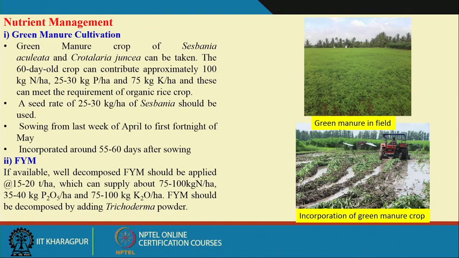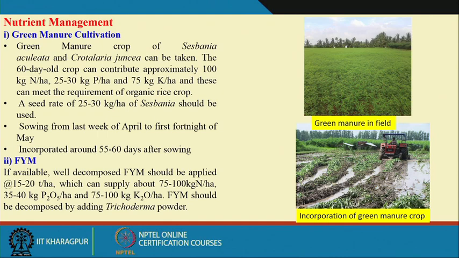When you go for the organics, green manures means green manure crops of Sesbania aculeata and Crotalaria juncea. So, that can be taken. The 60-day old crop can contribute approximately 100 kg nitrogen per hectare, 25 to 30 kg P per hectare and 75 kg K per hectare, and this can meet the requirement of organic crops.